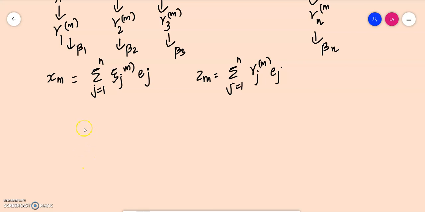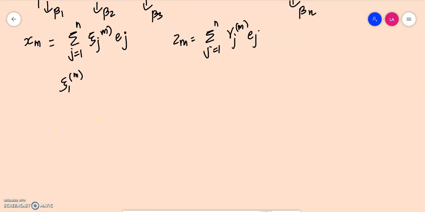So let me explain this part once again. We have a sequence x_m which can be represented as summation j = 1 to n of theta_jm e_j. I have established that it has a subsequence z_m, summation j = 1 to n of gamma_jm e_j, or theta_jm e_j. Okay, so how will we define such a sequence?